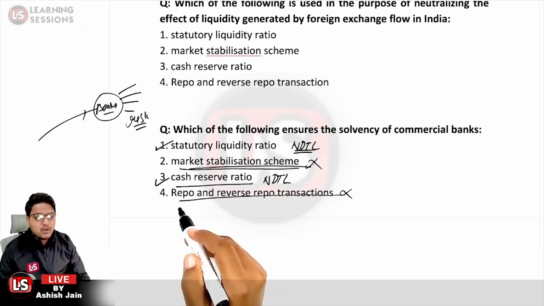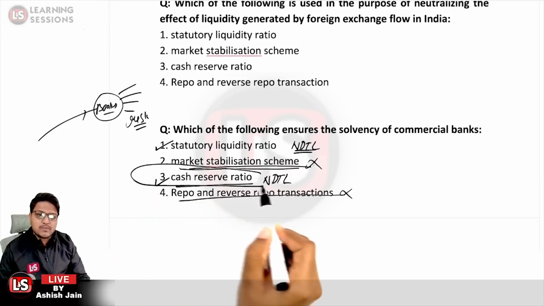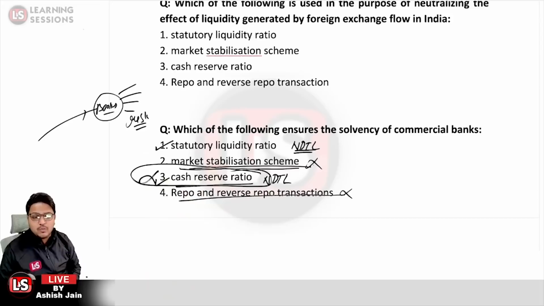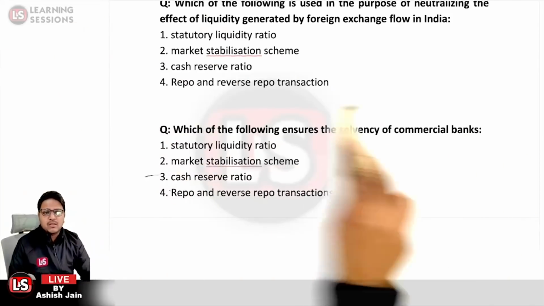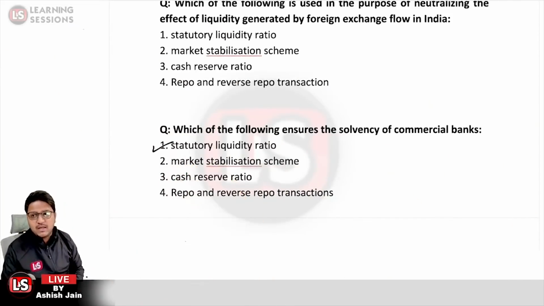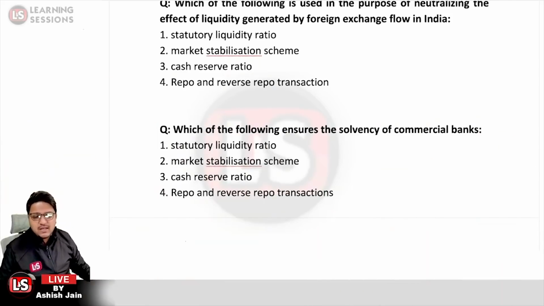But in contribution, the CRR component is quite lower, so we will not consider it, and we will consider the answer to be option 1, the statutory liquidity ratio. SLR is the main component by which the banks maintain extra funds and securities with them, which are basically HQLAs, high quality liquid assets, by which banks ensure solvency. Option 1 over here is the right answer, and with this the case study ends.